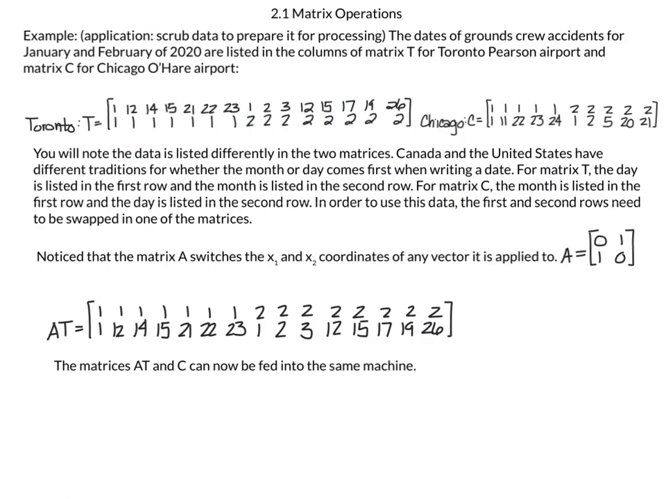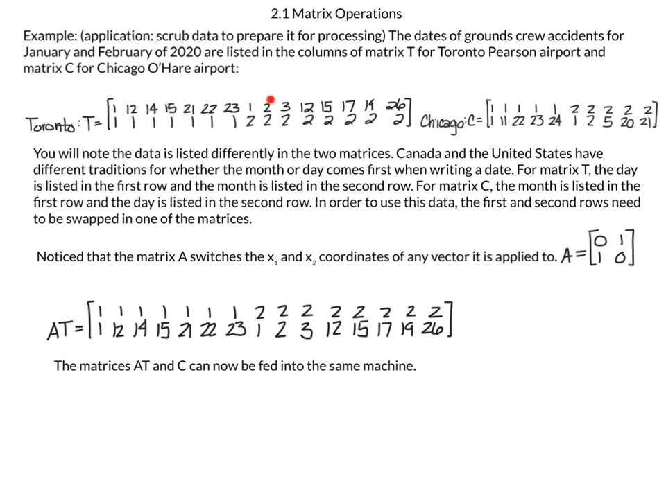This next example is an example of scrubbing data to prepare it for processing. So the dates of ground crew accidents for January and February of 2020 are listed in the column matrix T for Toronto Pearson Airport and matrix C for Chicago O'Hare. So here's T and here's Chicago O'Hare, and these are dates. But you'll notice the data is listed differently in the two matrices because Canada and the United States have different traditions of whether the month or day comes first when writing a date.